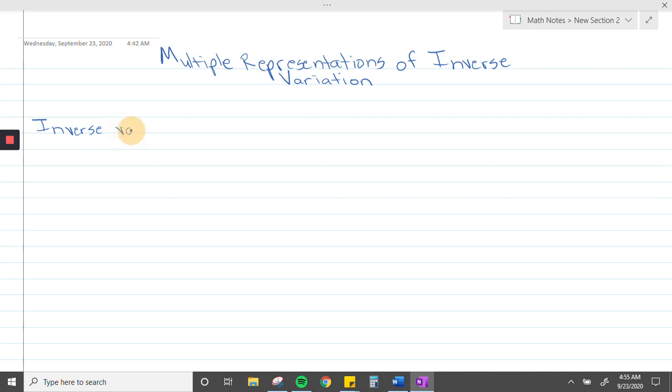Inverse variation equations are written in the form of y equals k over x. And k is actually going to be a number every time. K, whatever number it is, is called the constant of variation.